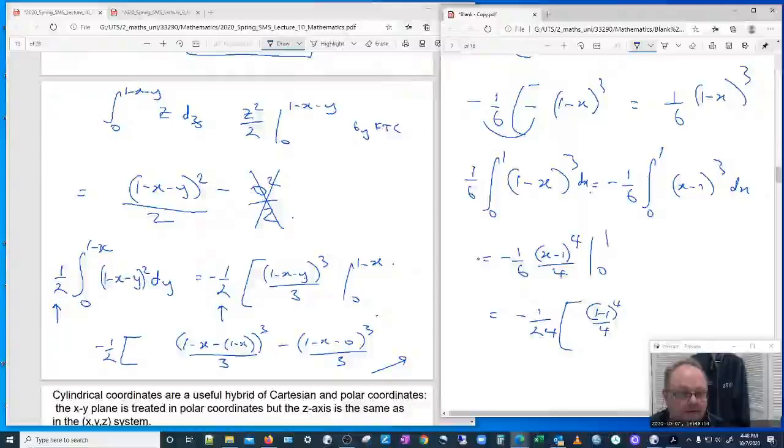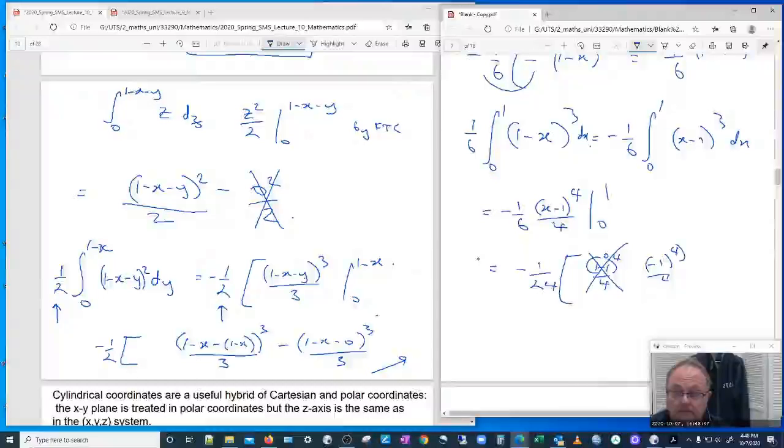So this is 0, so that term's gone. And this is minus 1 to the power 4 over 4. So it's an even, so it's just 1/4. Oh, 0 minus 1, yeah. And so I've got 1/24. Okay, that's what I've got. But we can check that using Wolf.